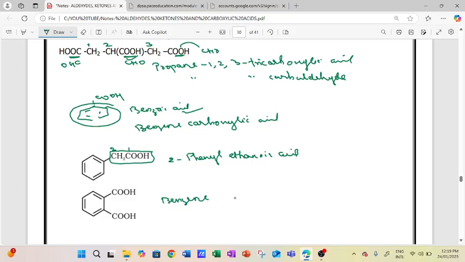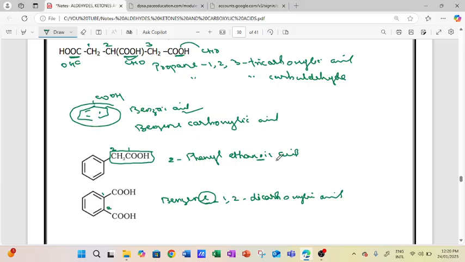So make sure that you are writing the complete name of the compound, like benzene with the letter E. But in this case, you see ethanoic acid, I did not write E here. So if only one COOH group is there, you don't need to write E. But if multiple functional groups are there, you have to write the complete name of the compound.